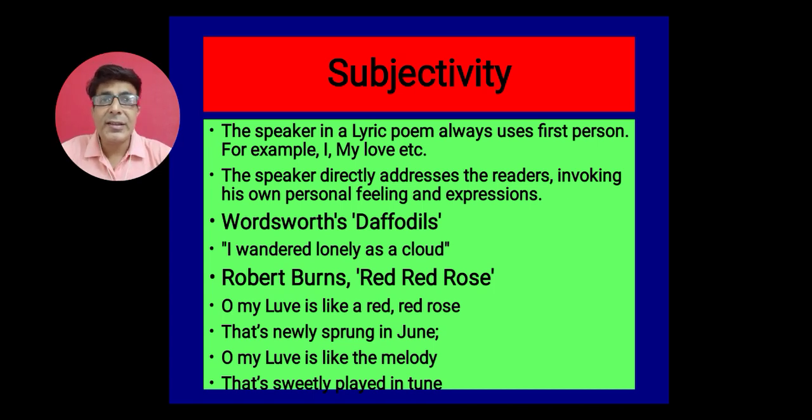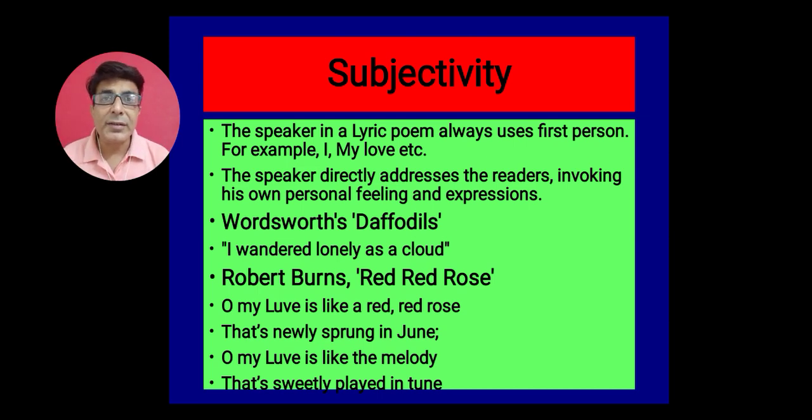He has written this poem, this lyric, Red, Red Rose. Now, if you read these lines, which I have presented here on the screen, you find that this poem is also a subjective poem. This poem is also a personal poem. It expresses the personal love, the feelings of love of Robert Burns.